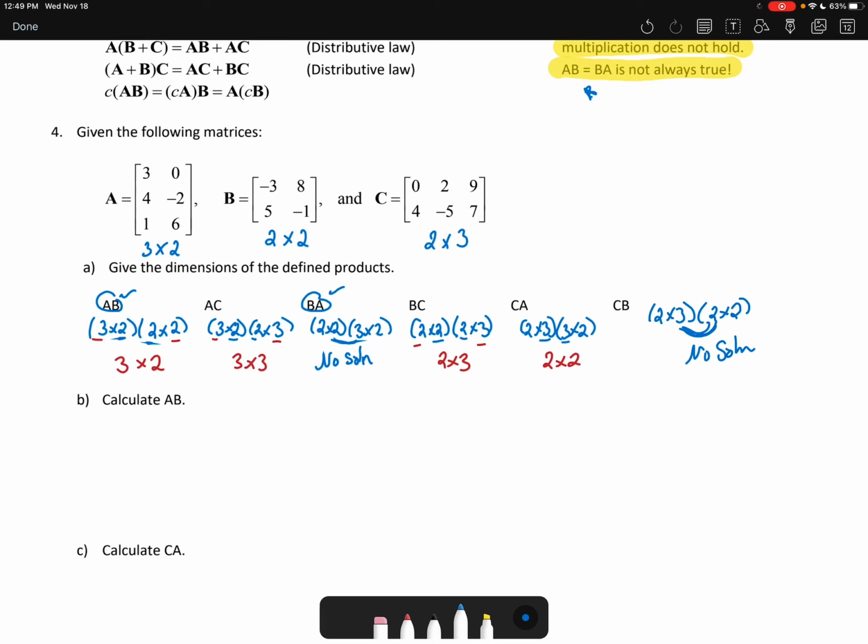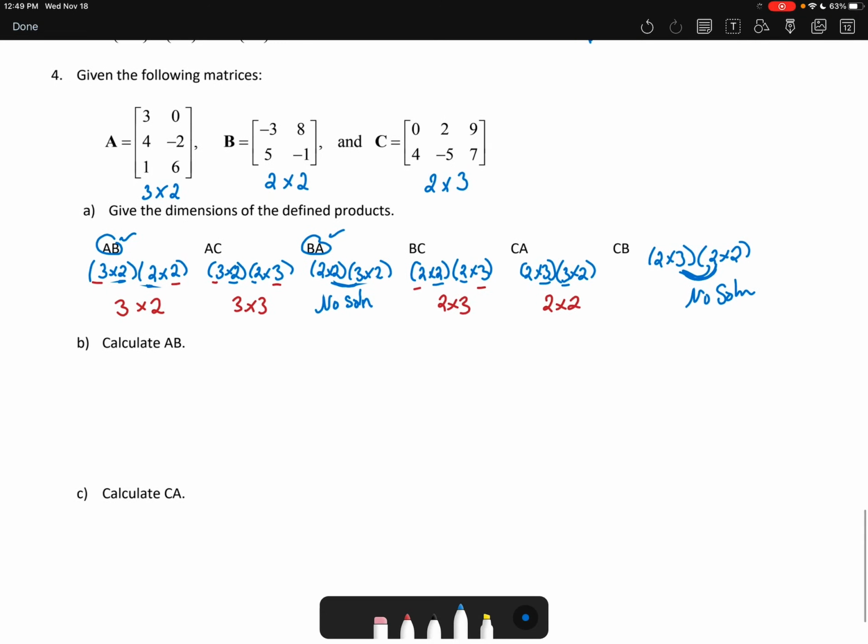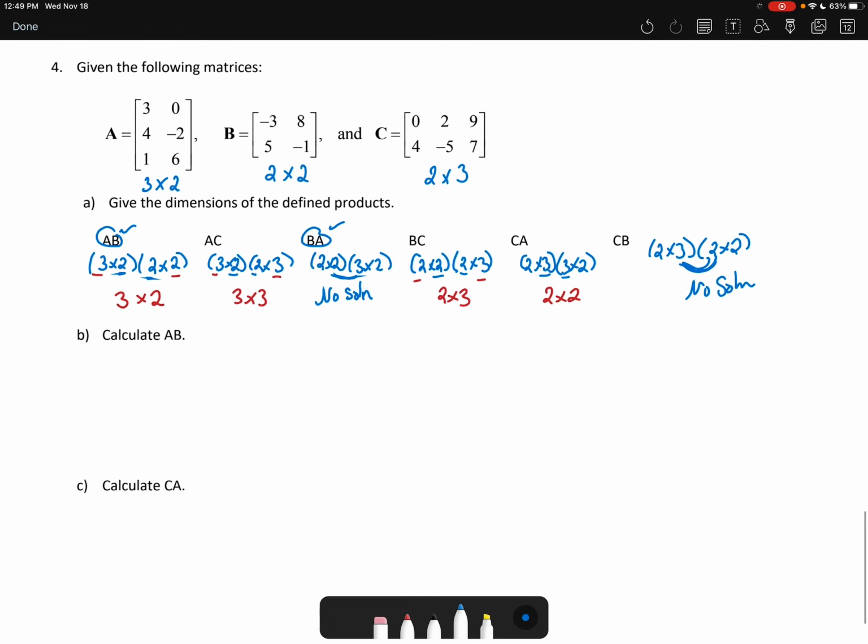So let's just pick two that we actually can do and try them. If your answer is that there is no solution, you're done. If they ask you to do that, then you don't have to do anything further. Since we can calculate A times B, let's go ahead and do that though. So we want to take A, which is the column 3, 4, 1, and the next column 0, -2, 6. And we want to multiply that by B, which is first column -3, 5, second column 8, -1.